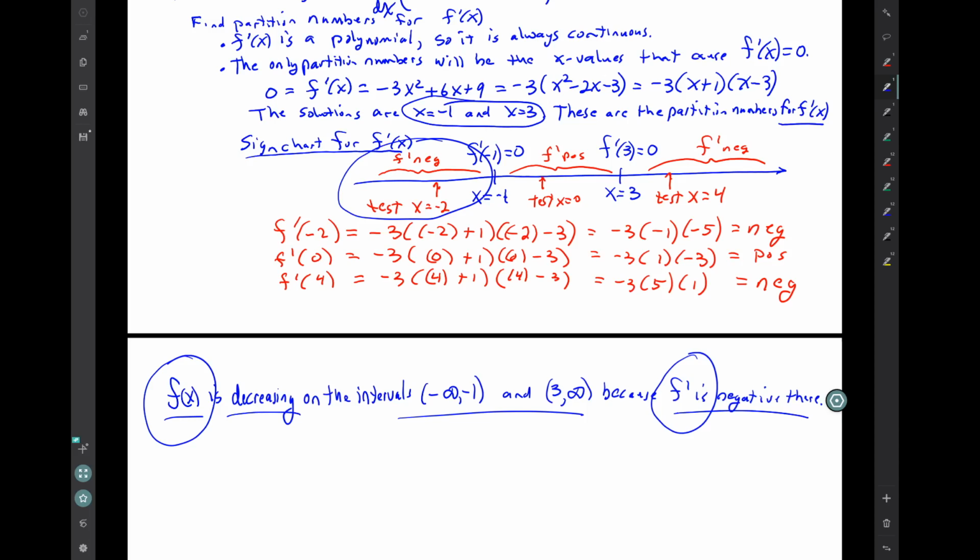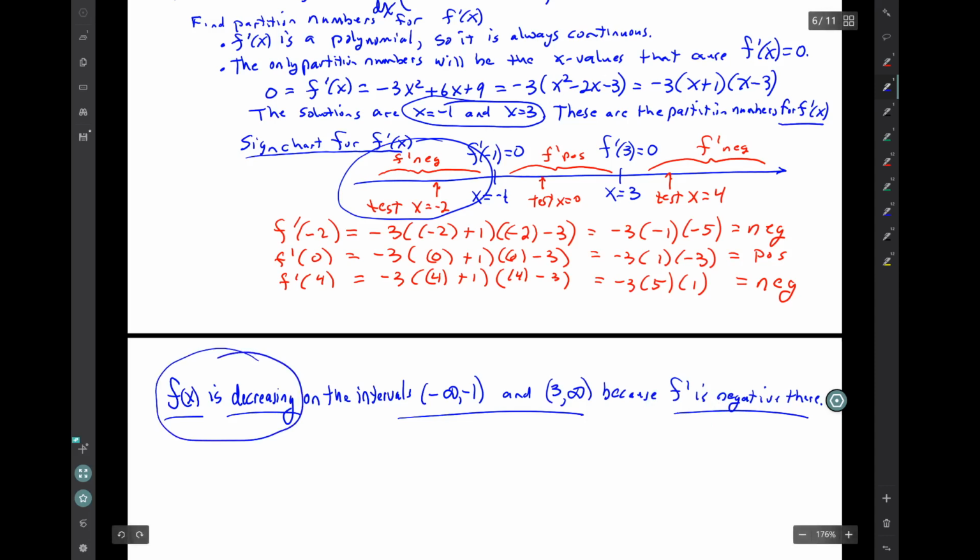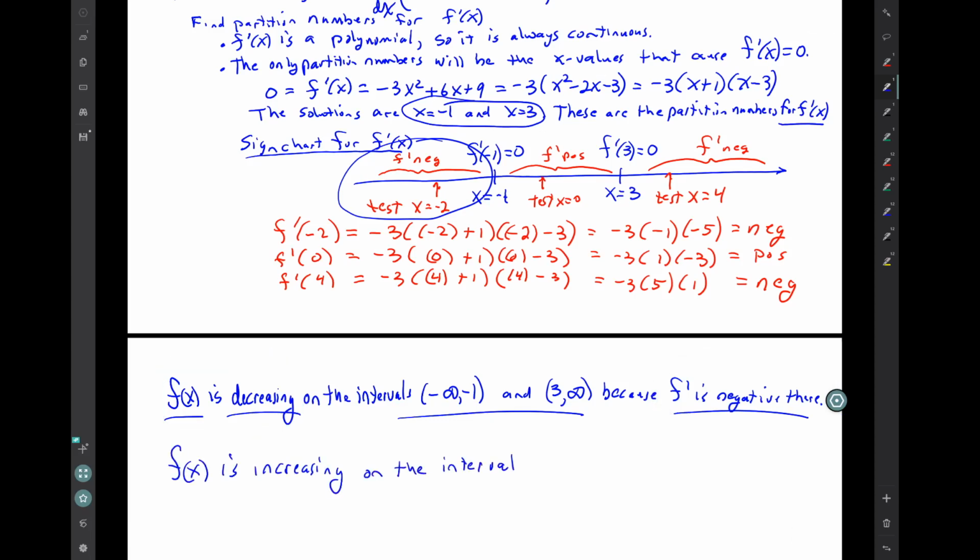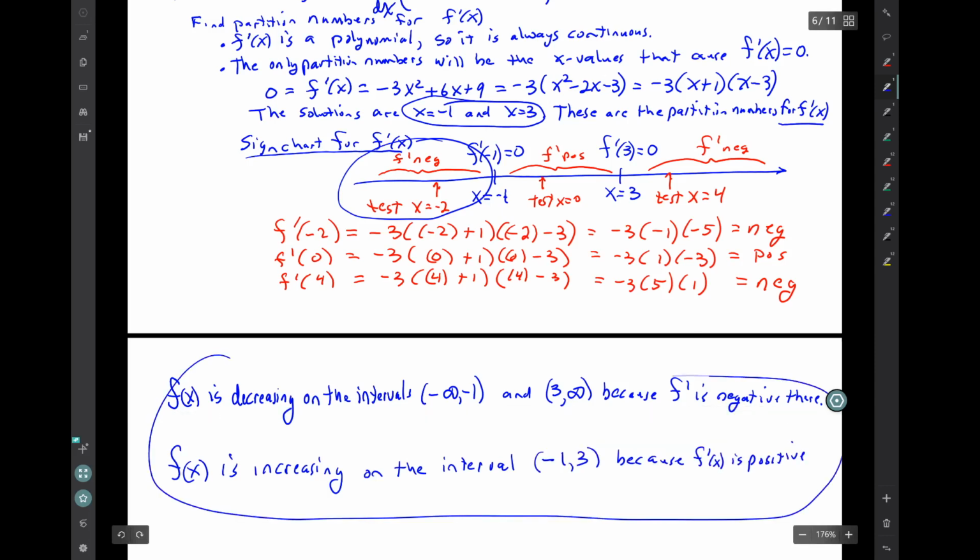Here, in my sentence, we have two functions. We have one function called f of x, it's decreasing, and we have another function called f prime, it's the thing that's negative. So you can't say simply, it's decreasing because it's negative. That's incorrect use of pronouns. You have to use the actual nouns. F of x is what's decreasing. It's because f prime of x is negative. So there's our conclusion. All right, let's go on.